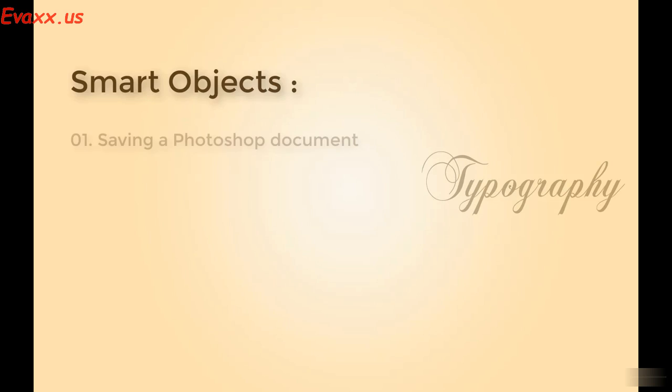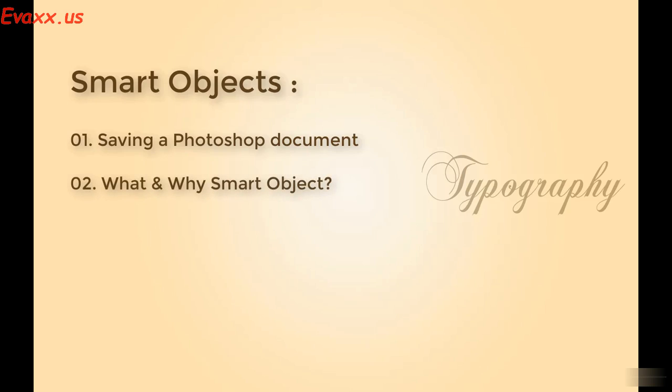Welcome back, guys. In this session we're going to talk about how to save a document, which is a general, usual process. We're going to save the document as a PSD Photoshop file, and then we're going to talk about smart objects. This session is completely dedicated to smart objects. We're going to explore a lot about smart objects: why we need them, how we create them, and all these things. So let's get started then.